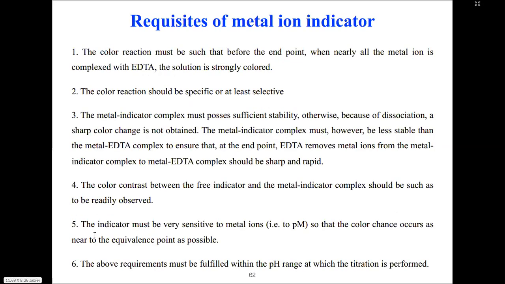So these are some of the requisites of a metal ion indicator. You can go through them. These are basically revision. However, I just put them so that you know the points. We have already talked about all these points in previous slides, so you can go through them when you have time, okay?